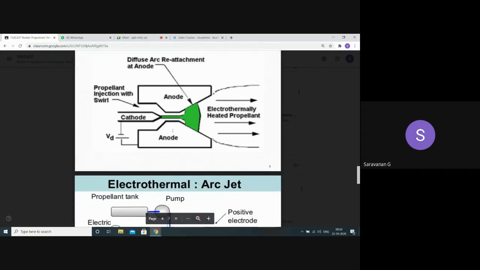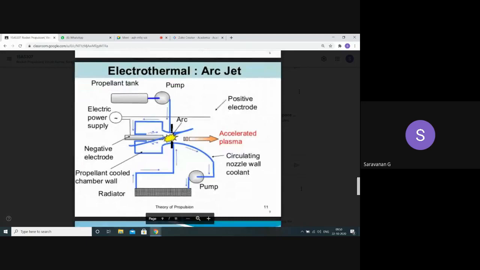So that is the basic diagram. This is the actual arrangement of how an arc jet system operates. You can see we have one propellant tank. From the propellant tank, we allow the propellant to flow through a pump feed system. As we told already, we have a power supply with positive and negative terminals, a cathode and an anode. At the cathode region, at the center point, we have a central electrode, and the anode is on both sides, up and down. Between them we allow the propellant to flow. An arc forms at the anodic region at the nozzle throat.